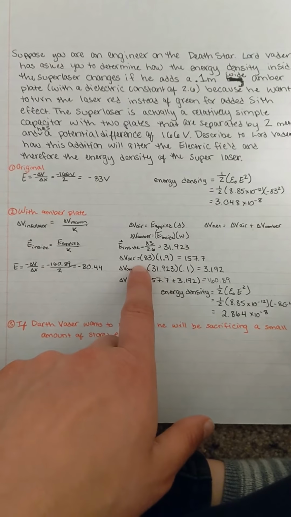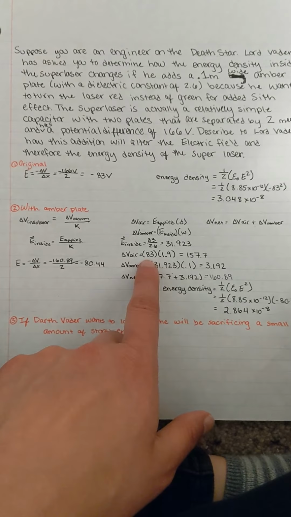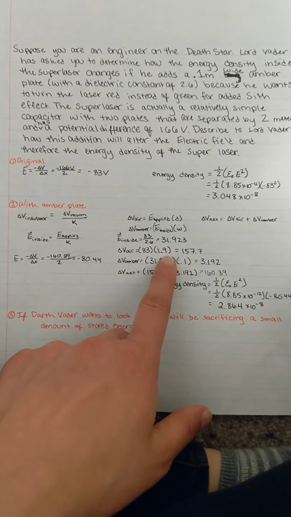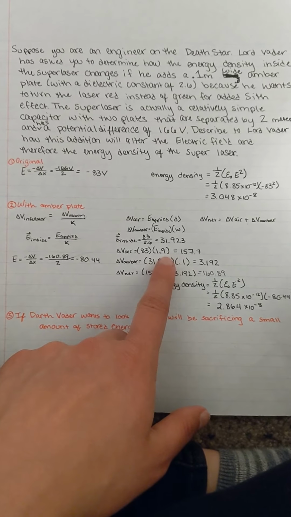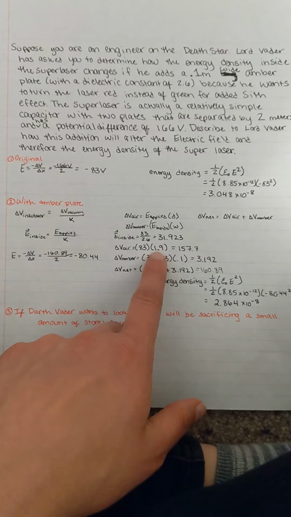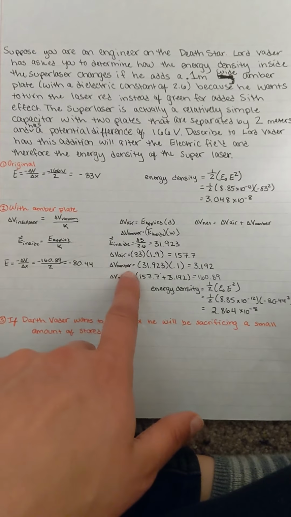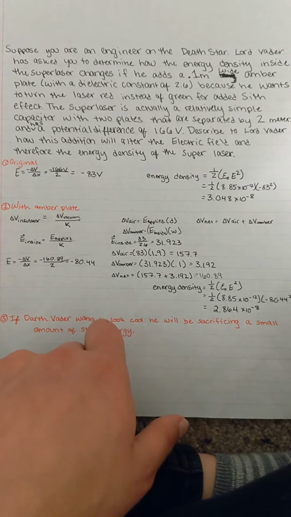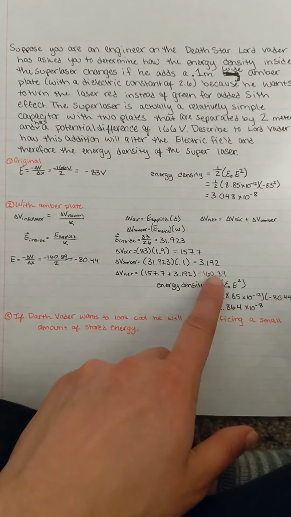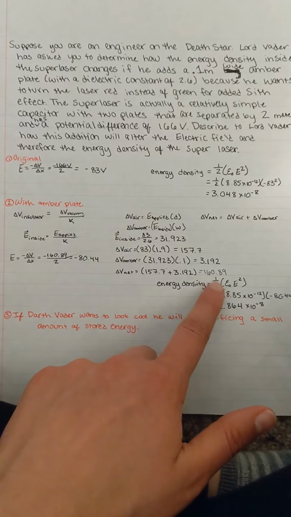The next thing we'll use that and we'll calculate delta V air, which is just the 83 volts from our applied field times the amount of distance that isn't taken up by the insulator. In this case, the insulator is 0.1 meters long, and so this is just 2 minus 0.1, and that gives us 1.9. So we find that delta V air is 157.7. Delta V amber is that 31.923 times the 0.1, which is the width of the insulator, gives us 3.192. Delta V net is those two numbers added together, giving us 160.89.